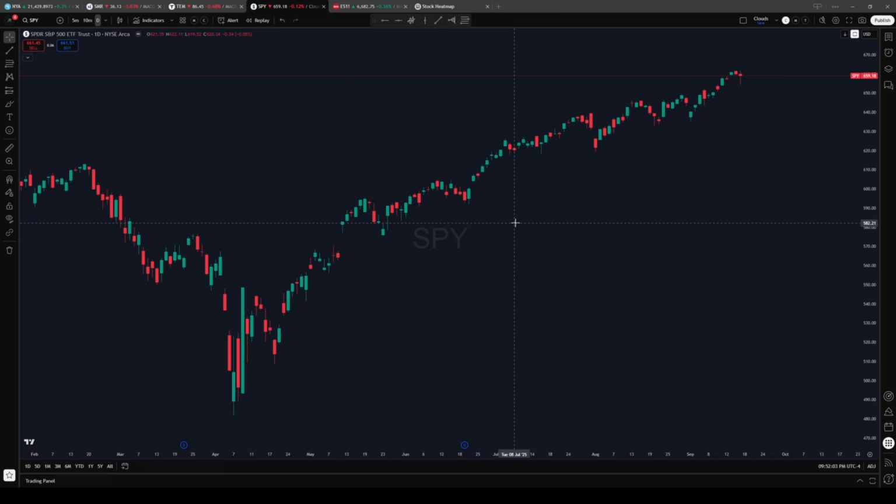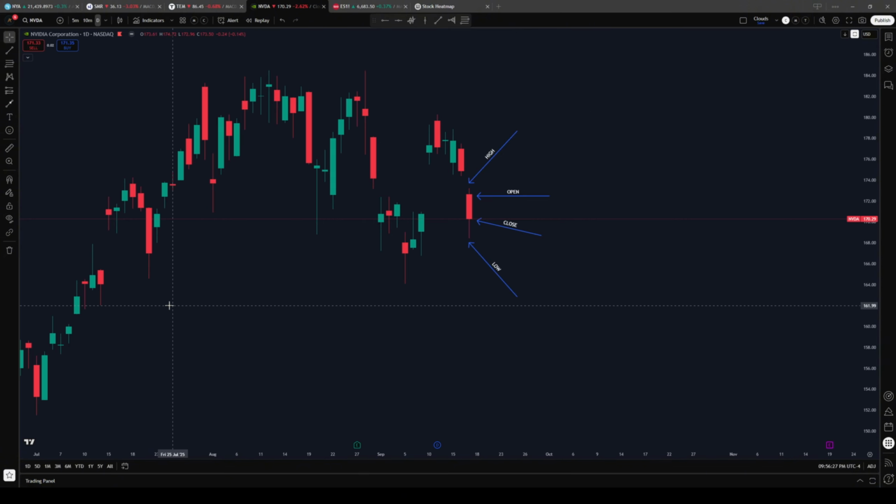There are dozens of named patterns, but you don't need all of them. You need a tight playbook you can run every week. That's what we'll build here tonight. Let's go over a basic anatomy refresher of candlesticks.